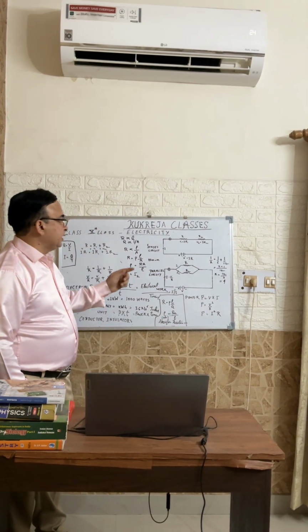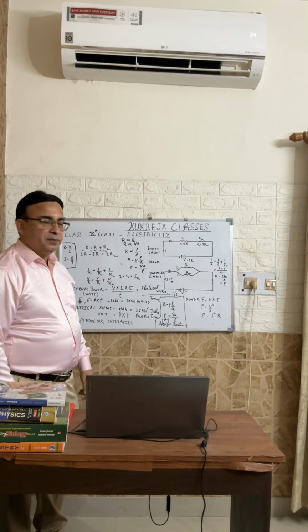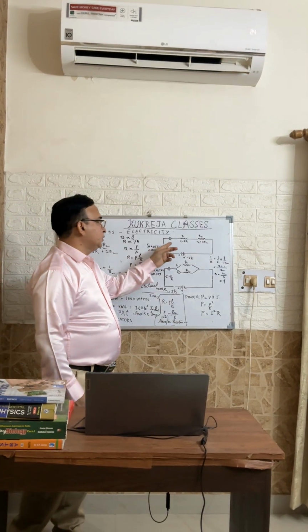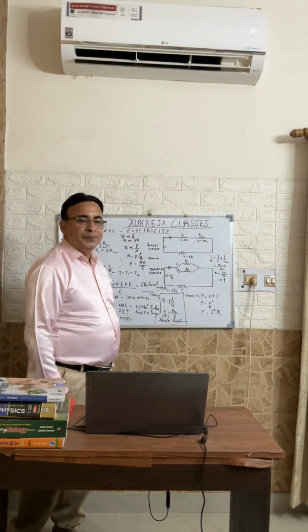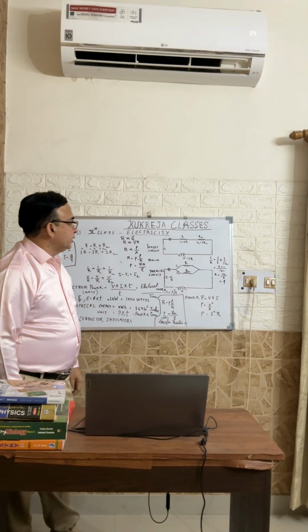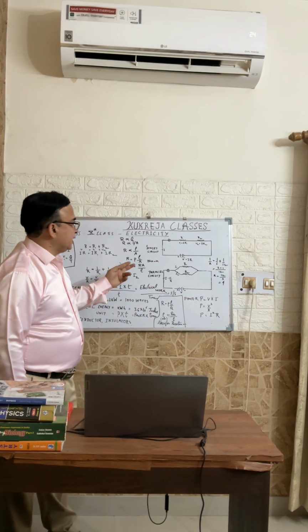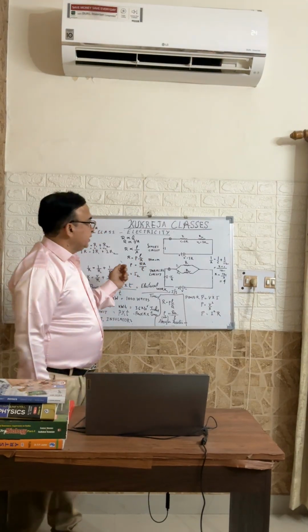And there is a second point that should be kept in mind: the same current will flow through all the resistances connected in series. So let's start deriving the formula for this.